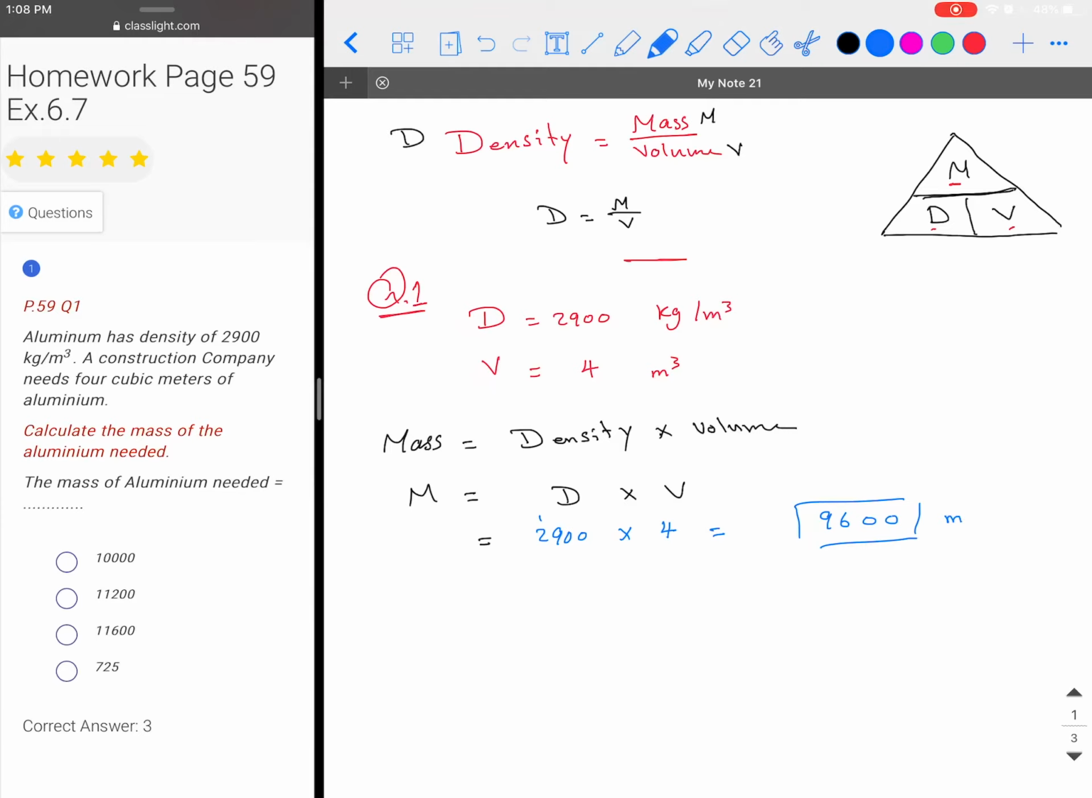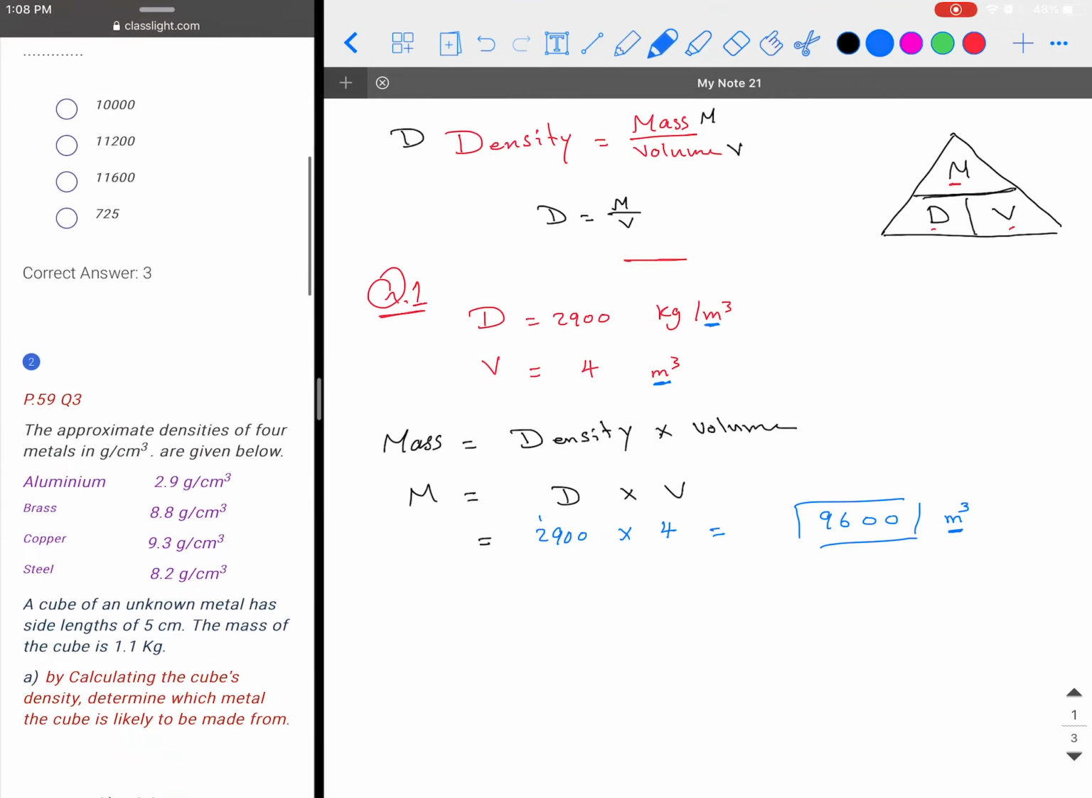The unit here is meter cube. Make sure at the beginning that the units are the same. Like here, look, for volume it is meter cube, and here meter cube, and the result also will be in meter cube. If it's centimeter cube, then here must be centimeter cube, and the result also will be in centimeter cube, and so on. Okay, so let's see question number 3.